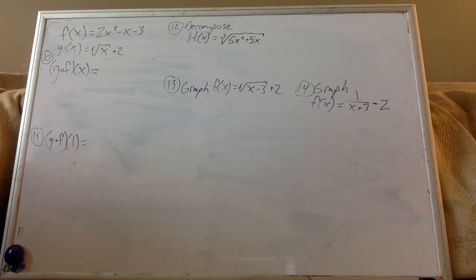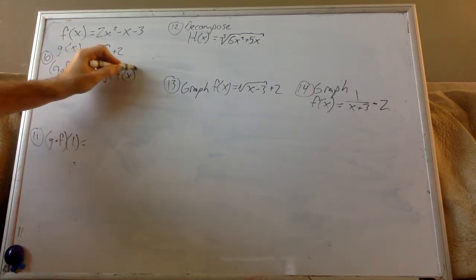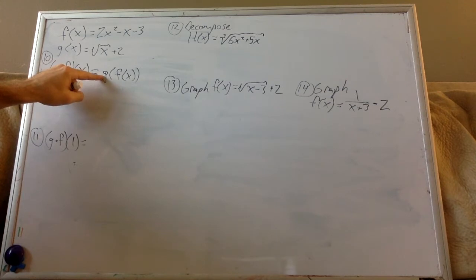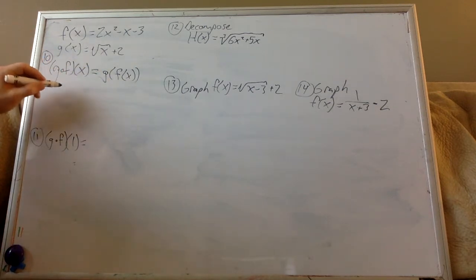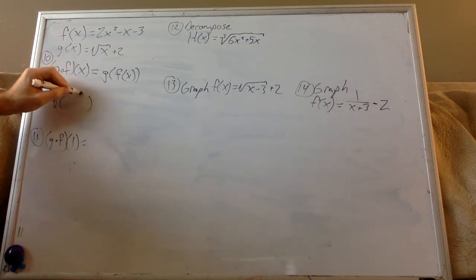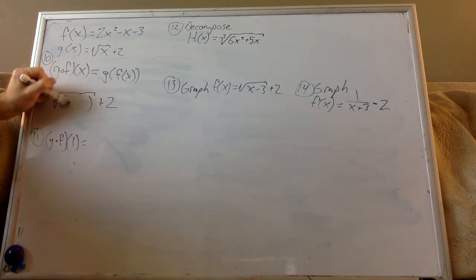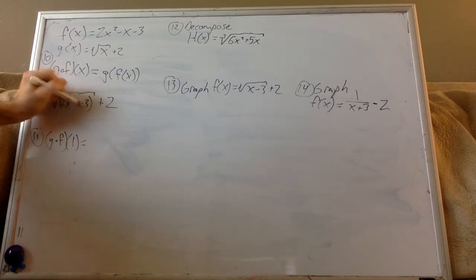So for number 10 and 11, we're using these functions, f of x equals 2x squared minus x minus 3, and then we have g of x equals the square root of x, and then plus 2. All right, and we want to figure out what g of f of x is. Okay, so remember this is the same thing as saying g of f of x, which is to say we put the f of x into our g function. So when I do that, I have my g function, right? And I'm going to put something into that function. In this case, I'm going to put 2x squared minus x minus 3.